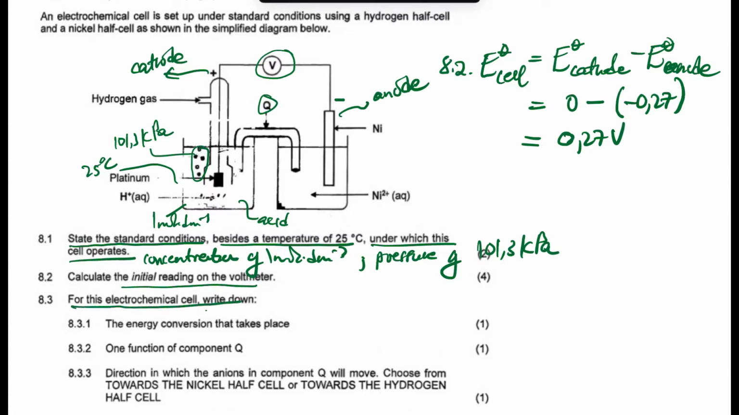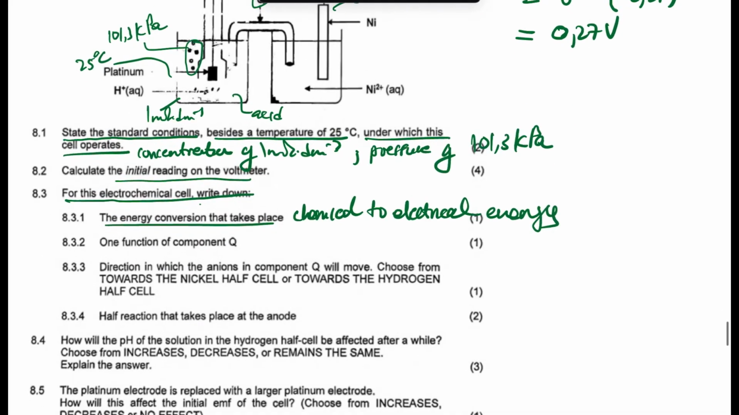It says for this chemical reaction, write the energy conversion. The energy conversion in the galvanic cell is chemical to electrical energy, right? Write down one function of component X. The component X, which is the salt bridge, completes the circuit.